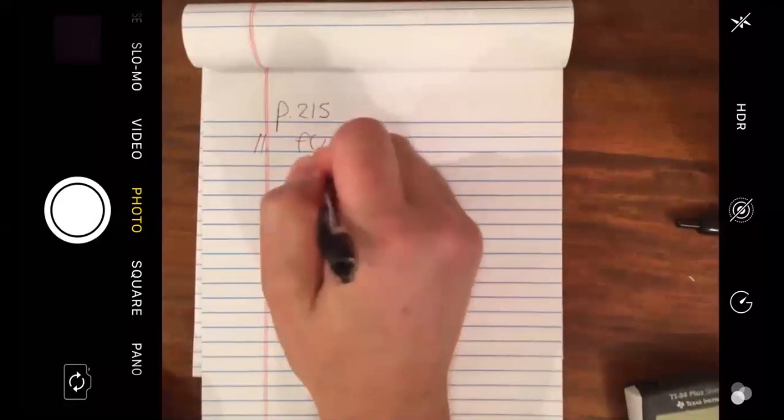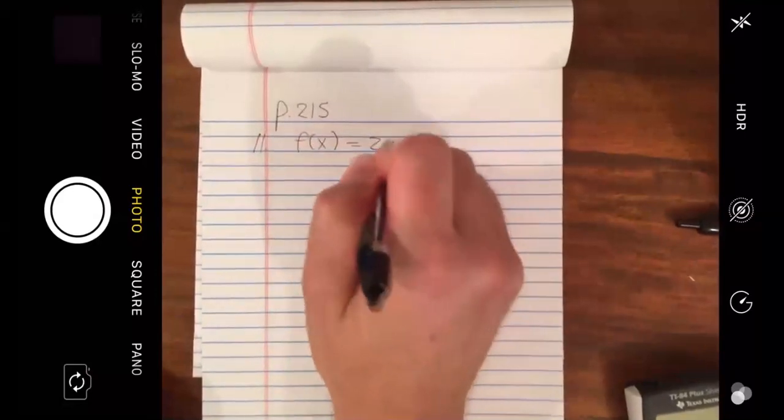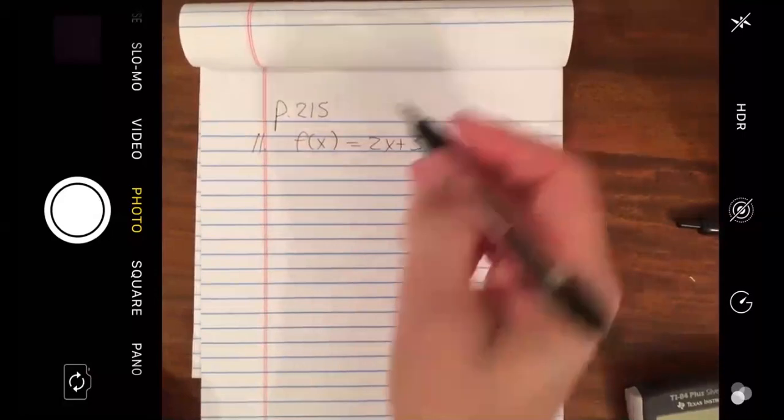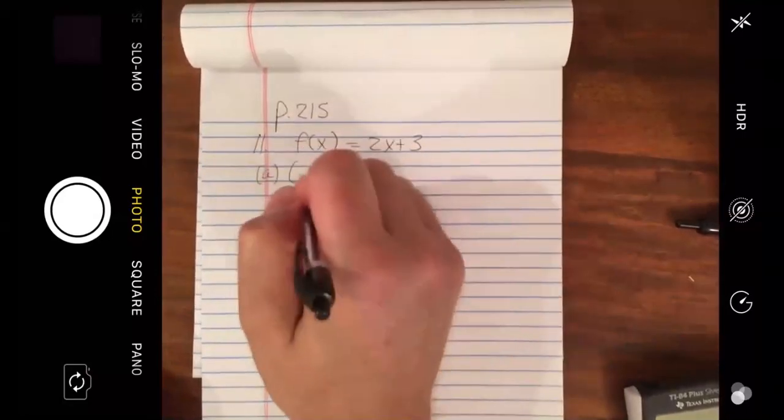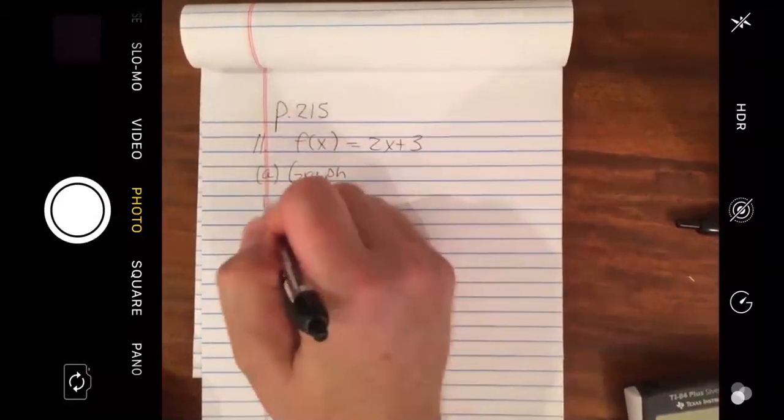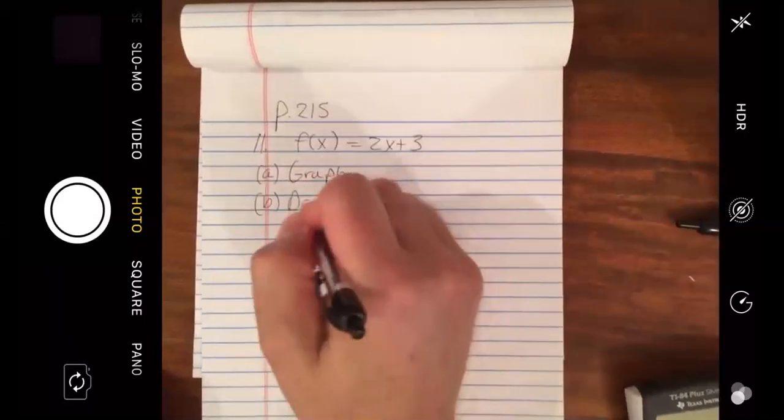So this is page 215. Problem 11. 2x plus 3. A, they want a graph. B, they want domain and range.